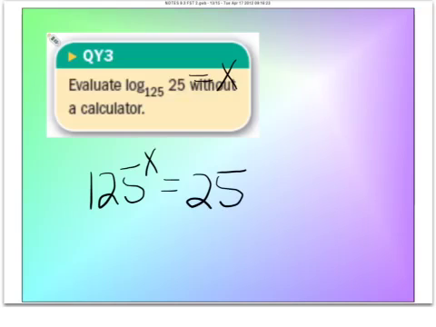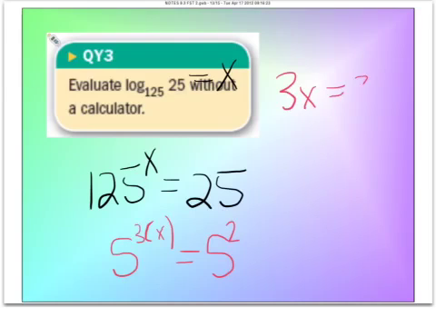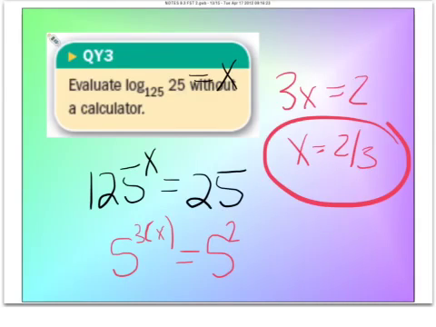They are clearly not the same base. I can rewrite 125 as 5 cubed. And the x is there. The same base I need? Well, 25 is 5 squared. So now what you're going to do is 3x equals 2. To solve it, x is 2/3. So log base 125 of 25 is the same as saying the number 2/3.